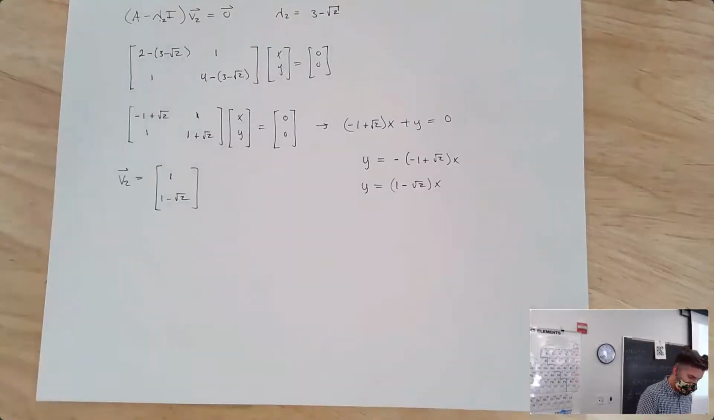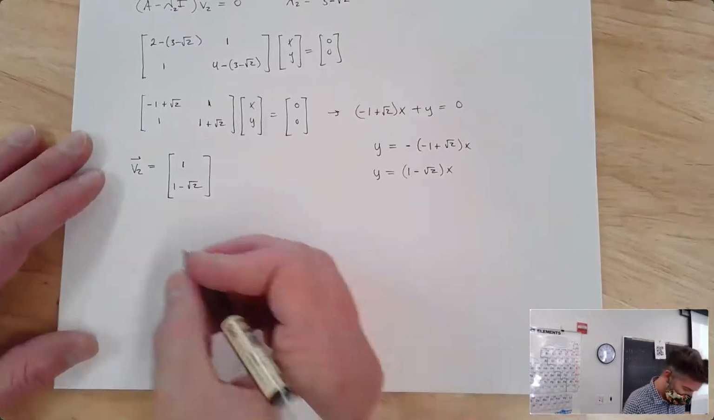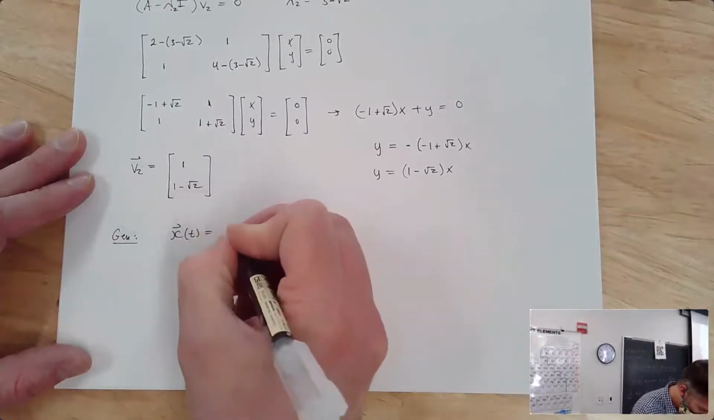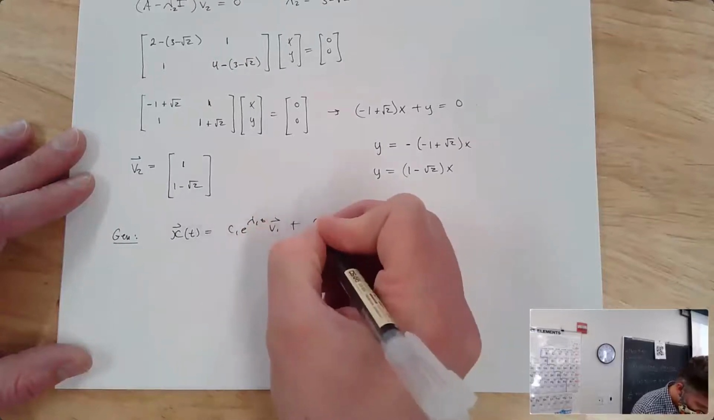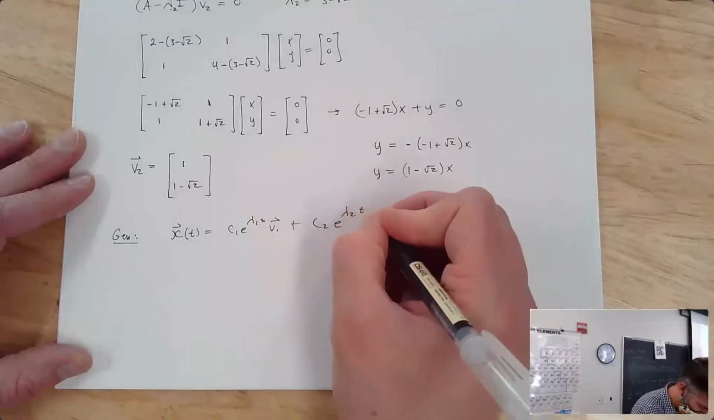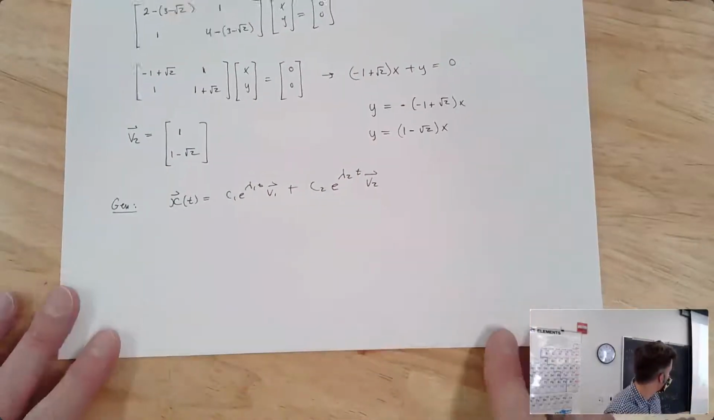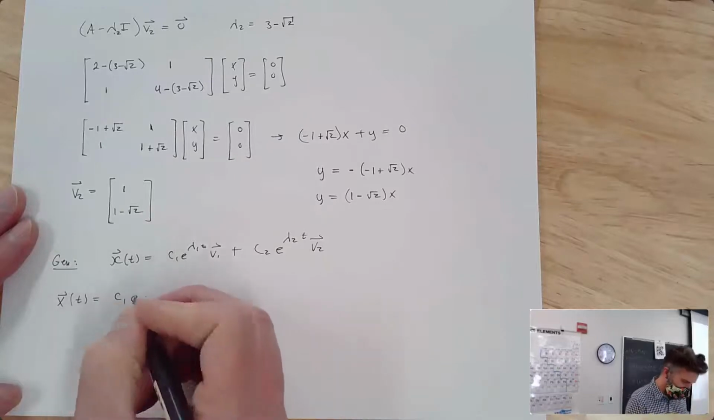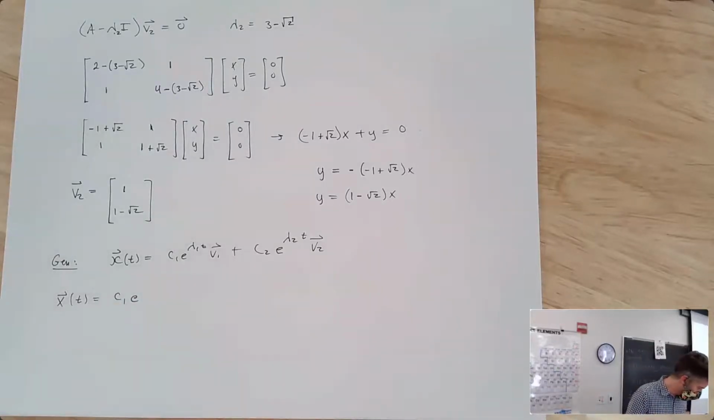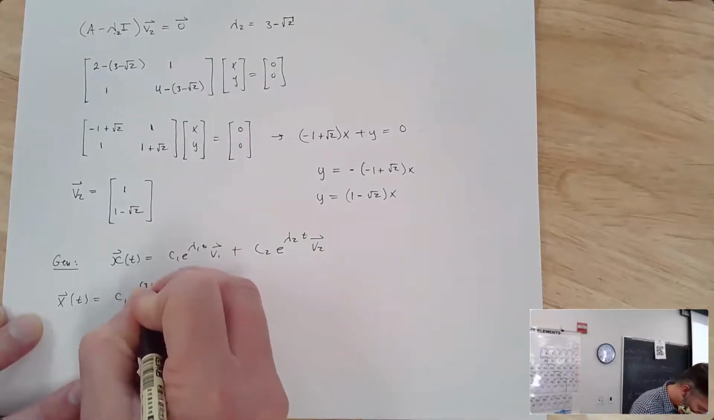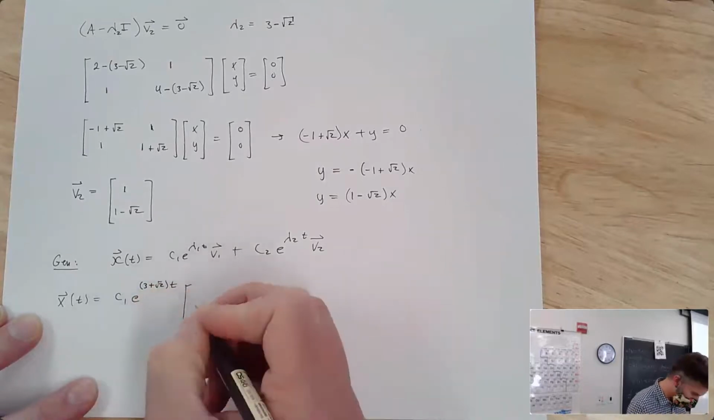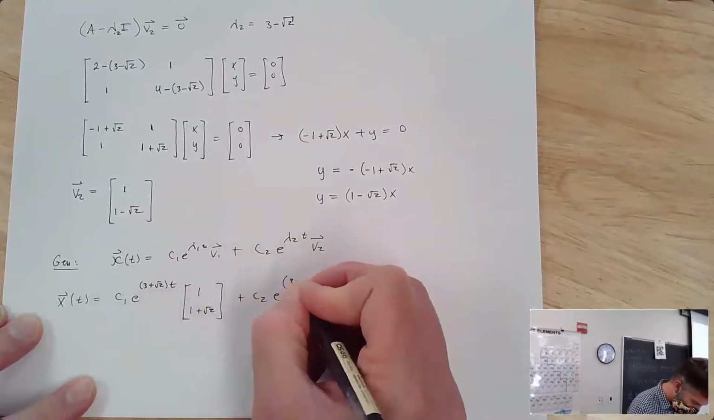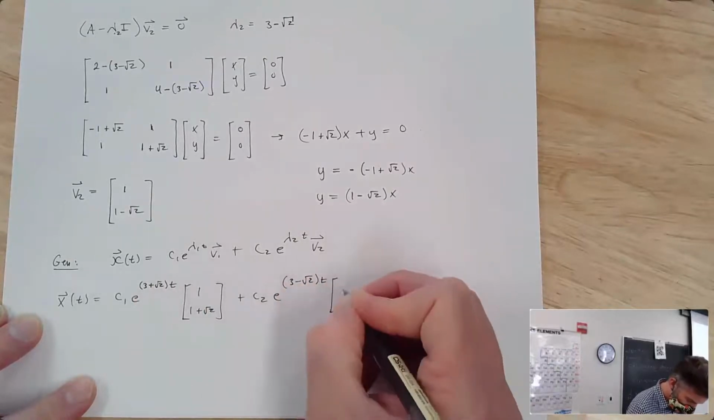Okay, so now here's our solution to the system. Our solution, once again, is x(t) equal to c1 e^(lambda1 t) times v1 plus c2 e^(lambda2 t) times v2. It's just that everything is less nice now. So now we have that our general solution is going to be c1 e to the, let's see, lambda 1 was which one? It was the plus one, right? It was 3 plus root 2. So it's going to be e^((3 plus root 2) t) times v1, which was [1, 1 plus root 2], plus c2 e^((3 minus root 2) t) times [1, 1 minus root 2].